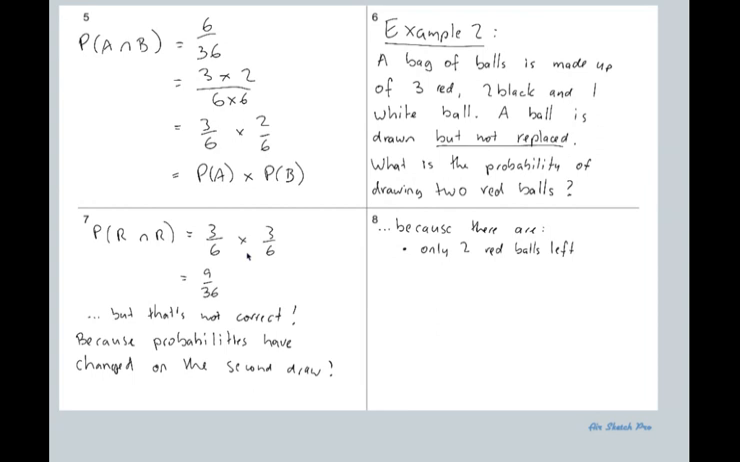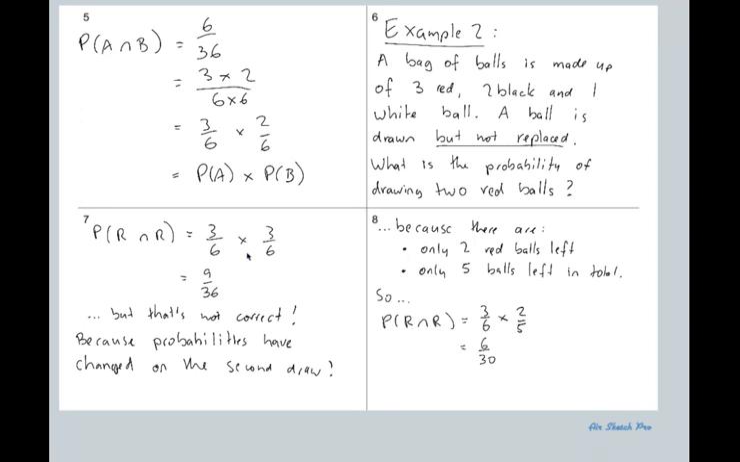If I replace them, I would have 3 red balls left. So it'll be 3/6 on the first pass, and 2/5 on the second pass. And that would give me the appropriate result. So there's a 6 in 30 chance of getting a red followed by a red, as opposed to the 9 in 36 chance.